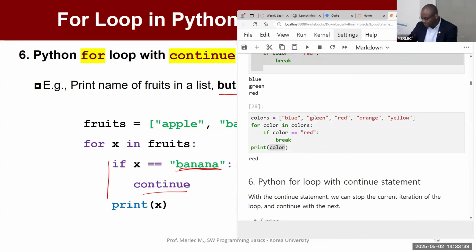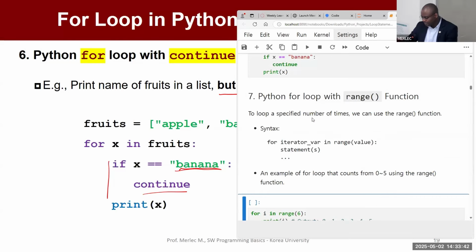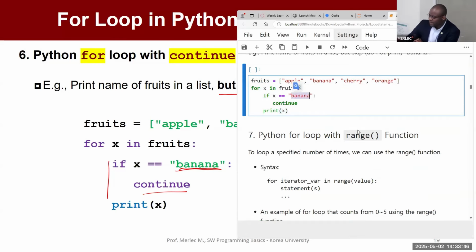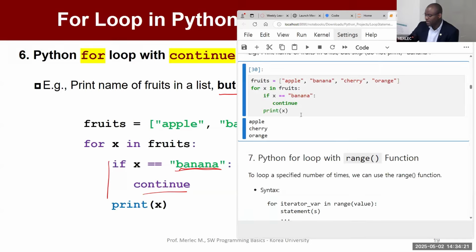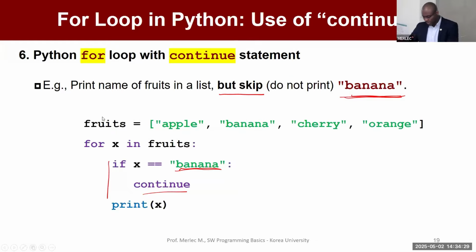In this case, with the continue statement, when the value inside the list for the current iteration is banana, we don't have to print it. That's why we put print after the if statement. If this print statement is located before the if, we will violate that constraint, and we will not satisfy the condition. You will see here all the objects inside the list are shown: apple, cherry, orange, without banana. Continue just helps to skip the current iteration and then go to the next one.